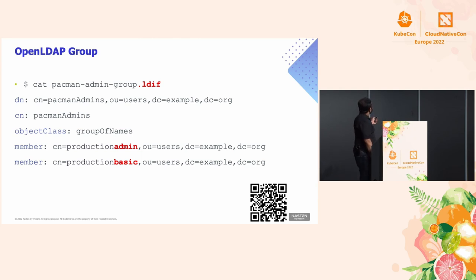There are multiple lines here. You'll see a DN representing the distinguished name of the record that represents a group in the LDAP server. The common name, CN, is Pacman Admins. And there are two members in this group. There's Production Admin and Production Basic. So notice I haven't added the Production Config user to this group. We have three users, and only two out of them are members of the Pacman Admins group.